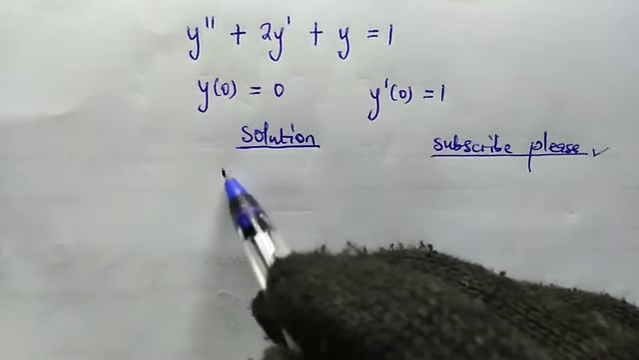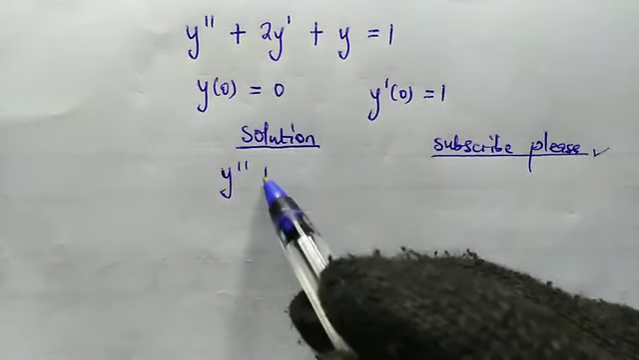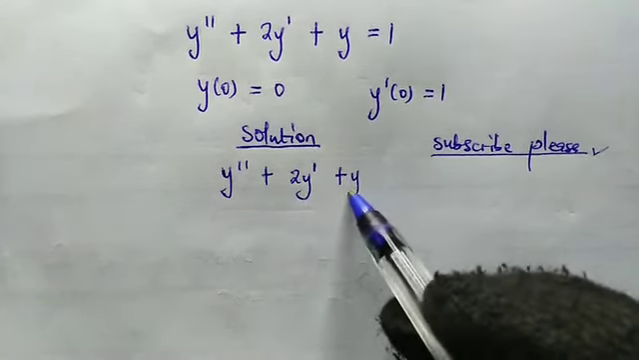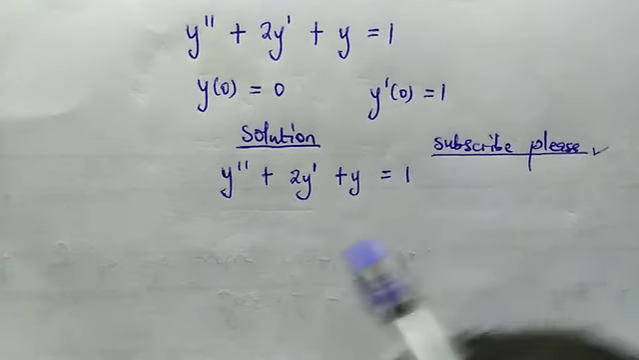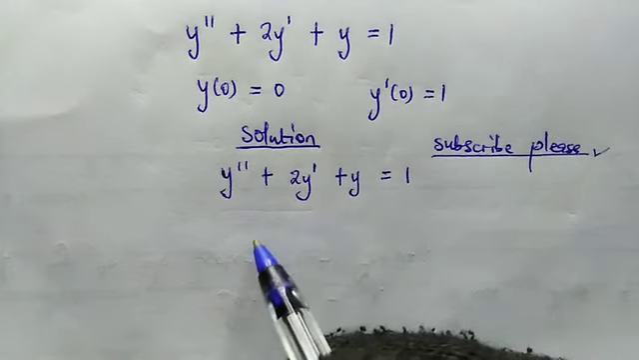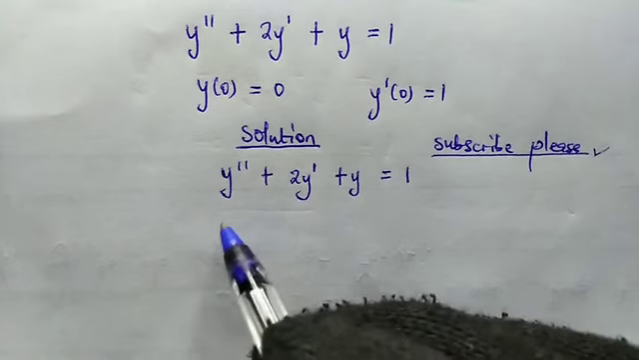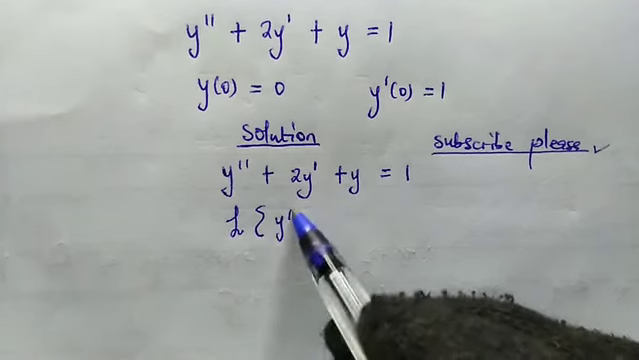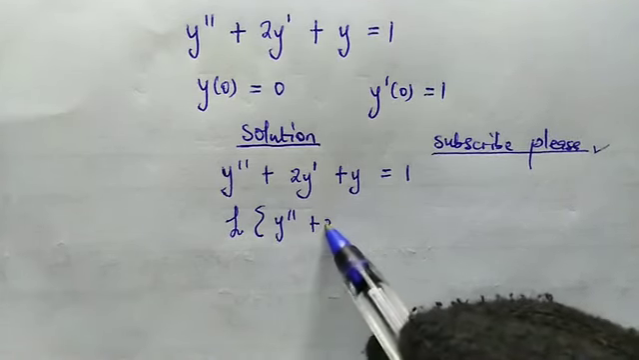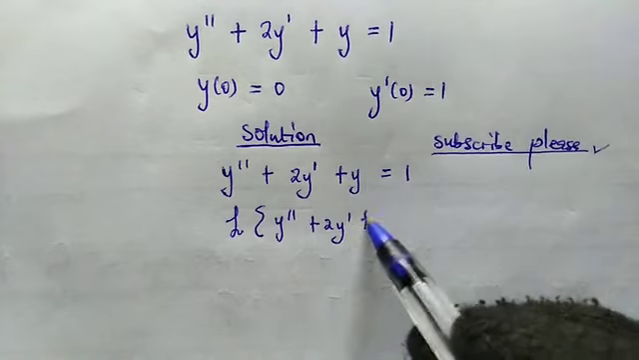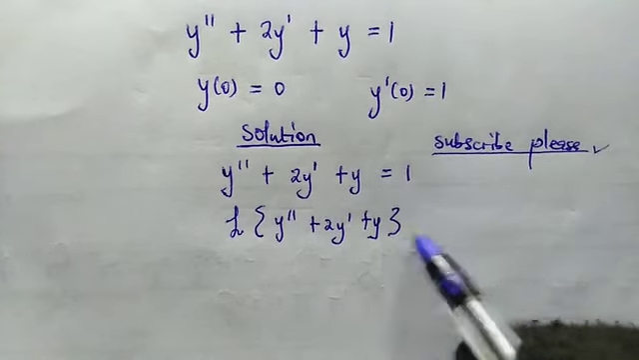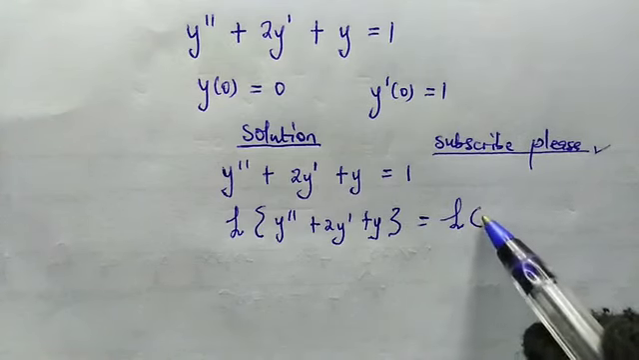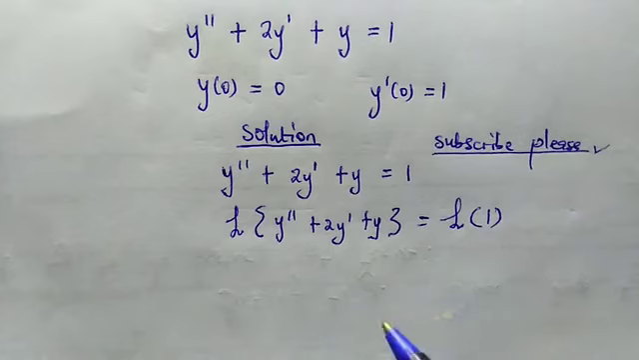We have here y'' + 2y' + y equal to 1. Now let's take the Laplace transform of both sides. So here we have the Laplace transform of y'' + 2y' + y, and this is equal to the Laplace transform of 1, right?